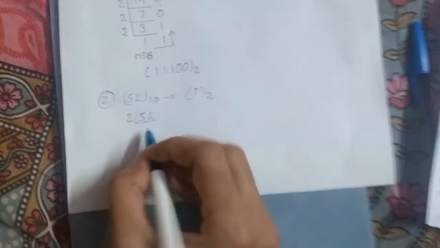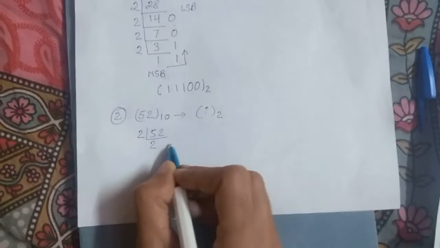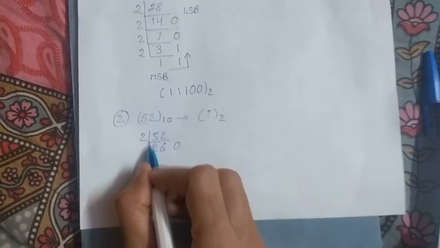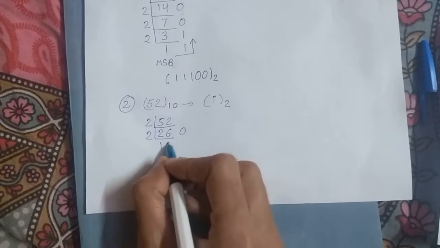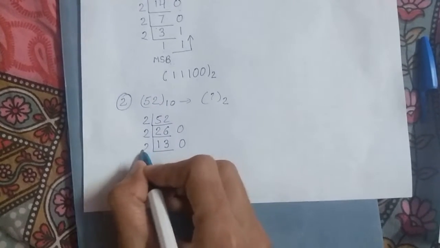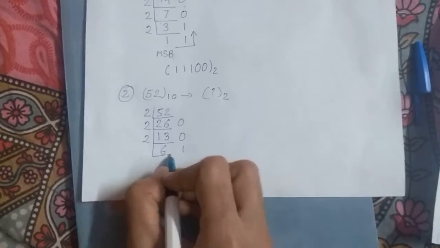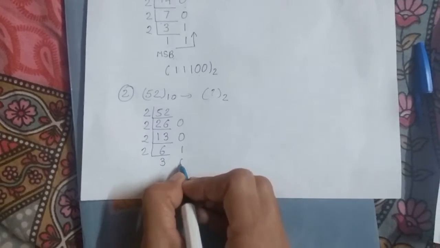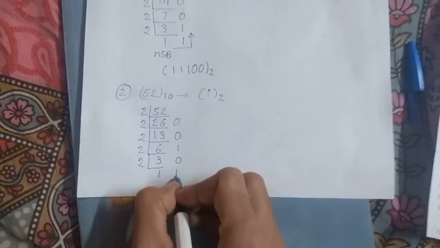So start dividing. 2 2s are 4, 1 remainder here. 12. 2 6s are 12. Remainder 0. Again divide by 2. 2 1s are 2. 2 3s are 6. Remainder again 0. 2 6s are 12, 1. 2 3s are 6, 0. 2 1s are 2, 1.